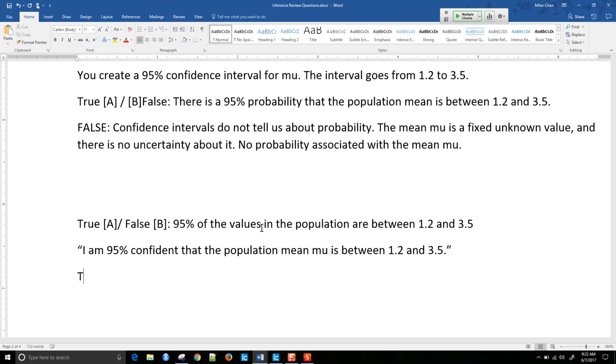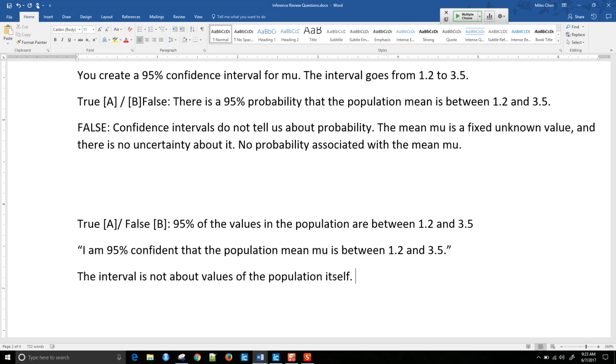The interval is not about values within the population itself. So the population could have values all over the place, right? So for example, if we're talking about median income in the United States or mean income in the United States, I'm pretty confident it's between $50,000 and $70,000, okay? However, do 95% of people in the United States make between $50,000 and $70,000?